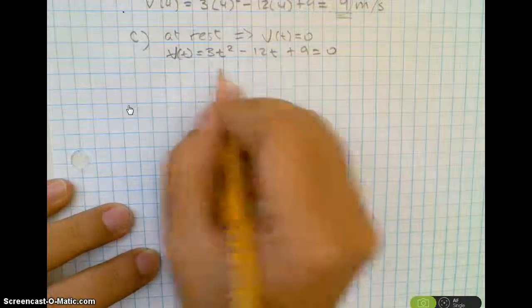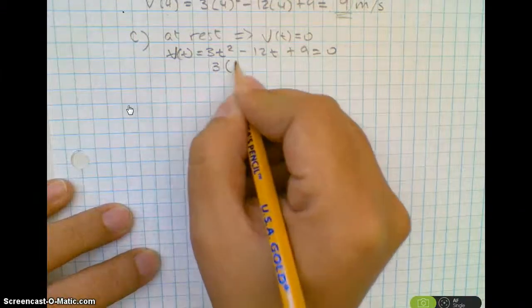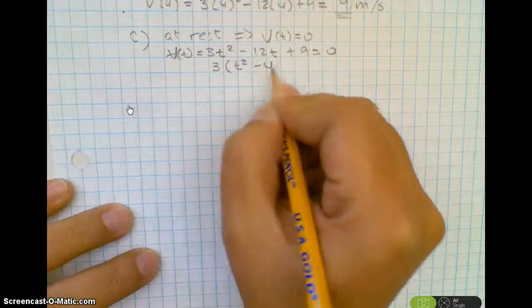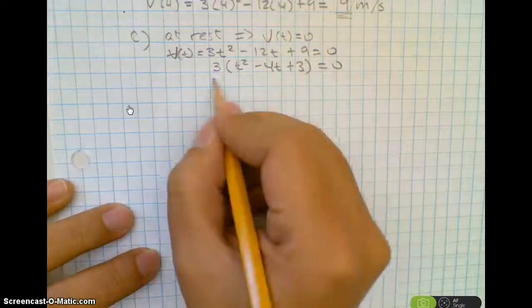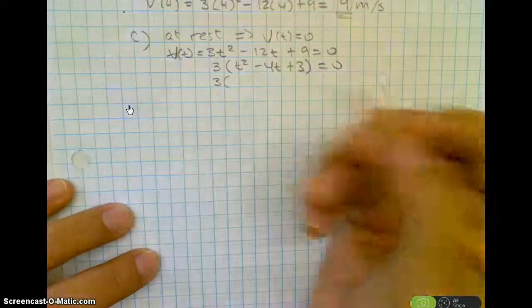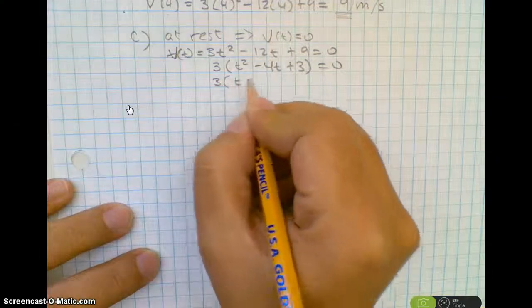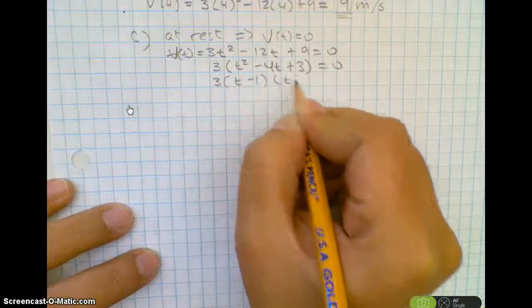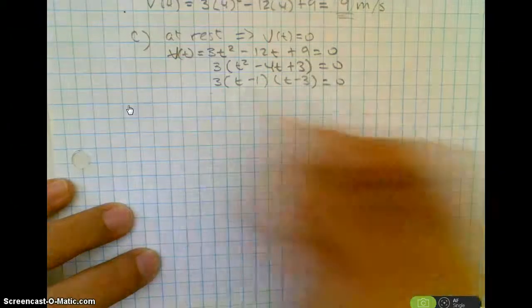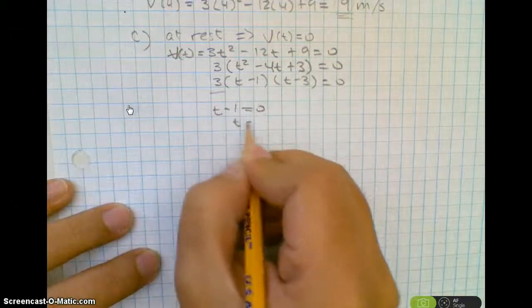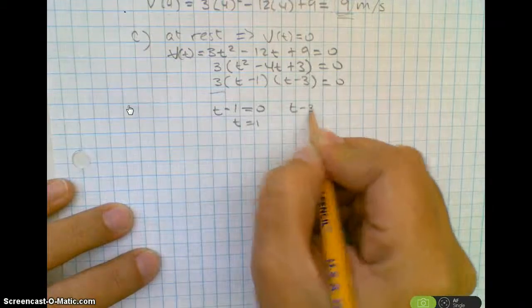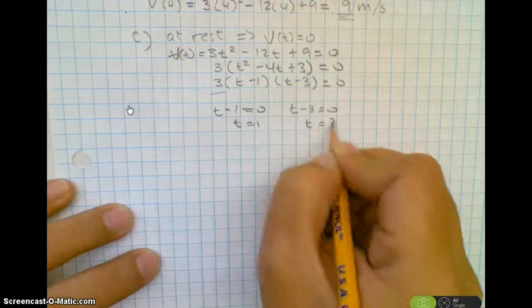Now I notice that there is a common 3, so I factor out the 3 and I have the following. And then I notice that this can be factored simply. I don't have to use the quadratic formula or anything like that. It factors into t minus 1 and t minus 3. So 3 cannot be 0, but t minus 1 can be 0, so t is 1. And t minus 3 can be 0, so t can be 3.